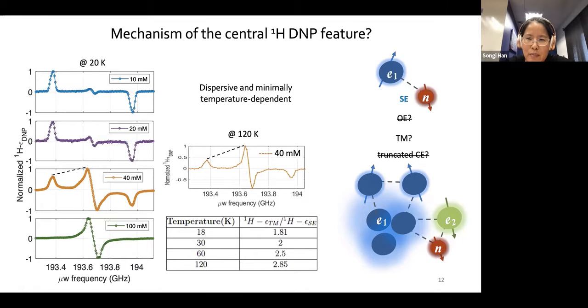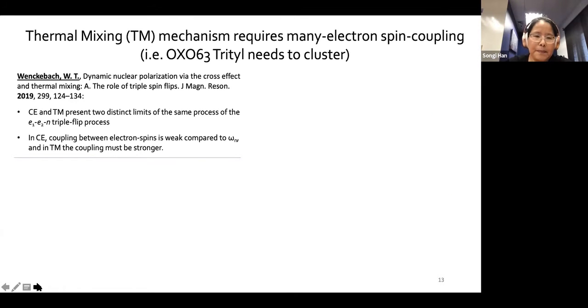So let's go with thermal mixing and prove to ourselves that this is indeed what we have. Knowing that is important, because if you know it's a thermal mixing effect, then you do something different to the radical to optimize it. If you know it's an Overhauser effect, you look to other parameters to optimize. So knowing the mechanism is key for the next step. So thermal mixing requires, first of all, many electron spin coupling.